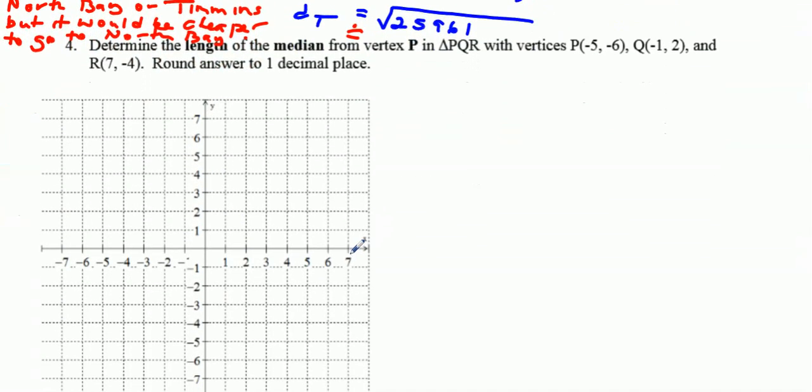Okay, determine the length of the median from vertex P in triangle PQR with the given vertices. Round answers to one decimal place. Well, the first thing I would suggest you do is graph it to get your visual. So minus 5, minus 6 is P. Q is minus 1, 2. And R is 7, negative 4.